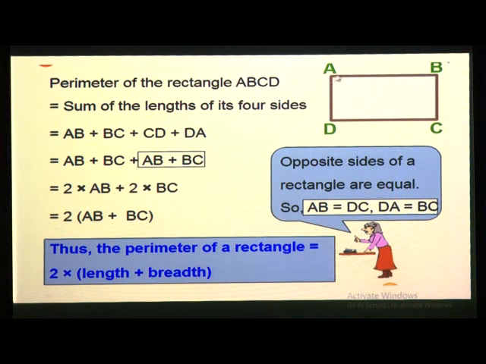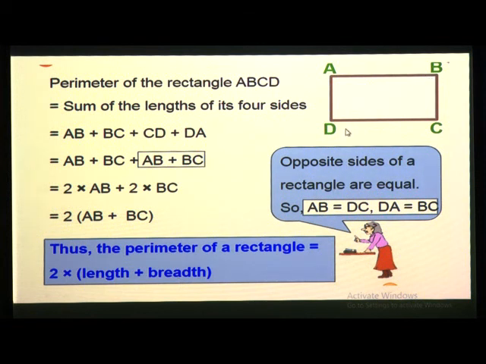Thus, the longest side of the rectangle becomes the length, and the short side is called the breadth. So, opposite sides of the rectangle are equal, that is AB is equal to DC and DA is equal to BC. Thus, the perimeter of the rectangle can be formulated as 2 into (length plus breadth), 2 into (L plus B). So, the formula to find the perimeter of a rectangle is 2 into (length plus breadth).